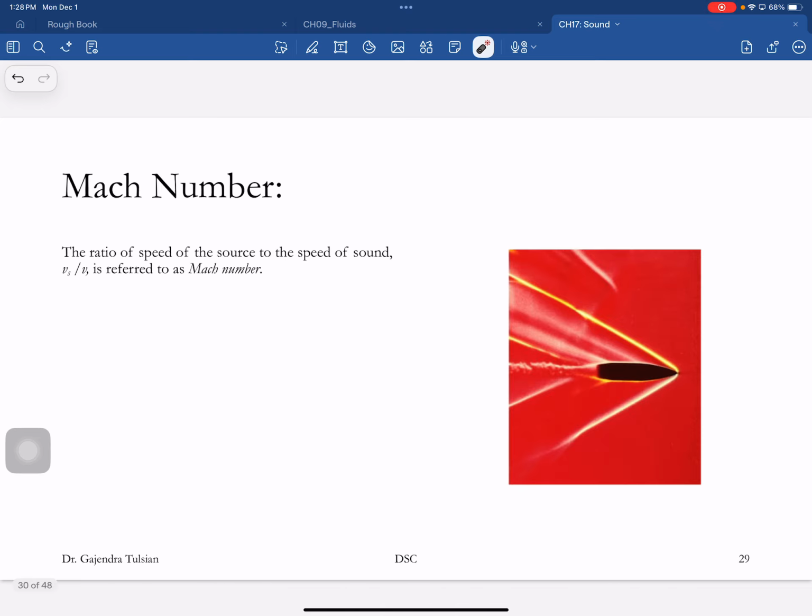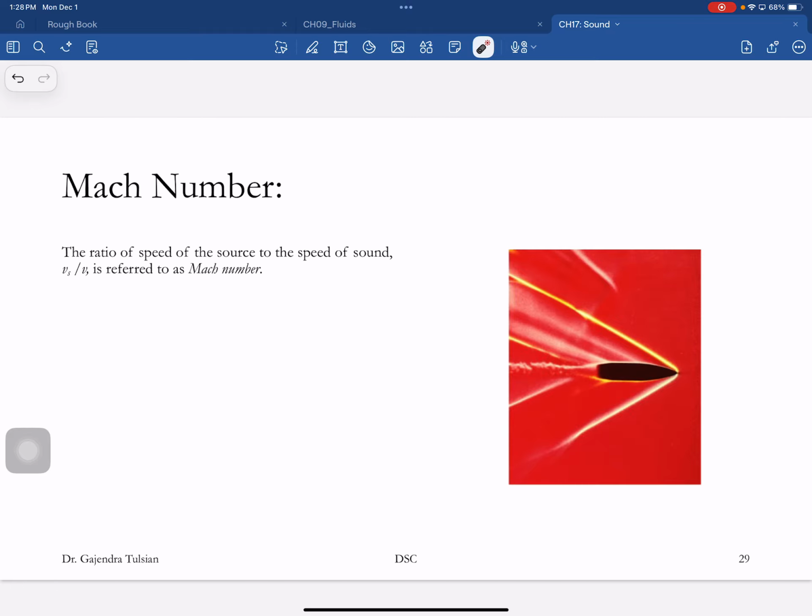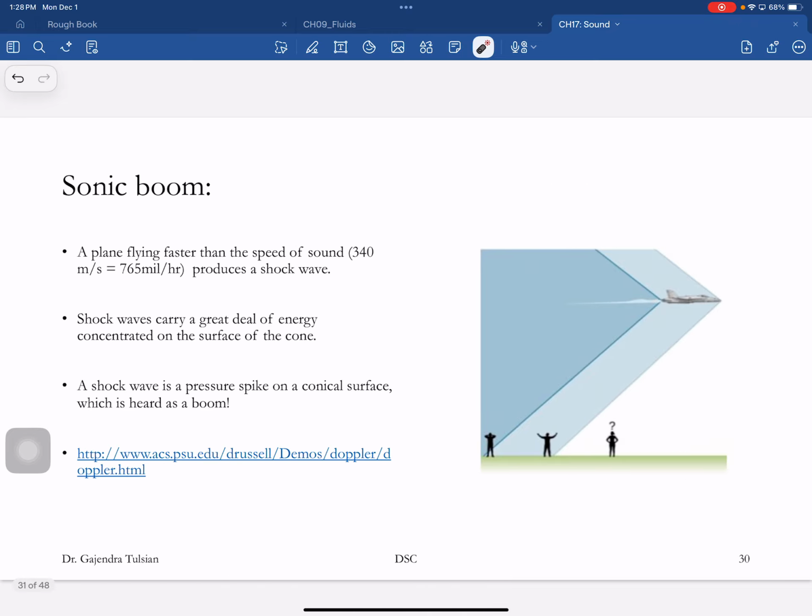So you look at the cone shape, and you can calculate the speed of the source. For instance, here's the shock wave of a bullet, and from this angle, you can calculate the speed of the bullet. So we define a Mach number telling us how fast the source is moving. Mach number is the speed of the source divided by the speed of the wave. So if a plane is flying at Mach 2, it's flying at twice the speed of sound. The speed of sound is 340 meters per second, which is about 750 miles an hour. So Mach 2 is 1500 miles an hour.